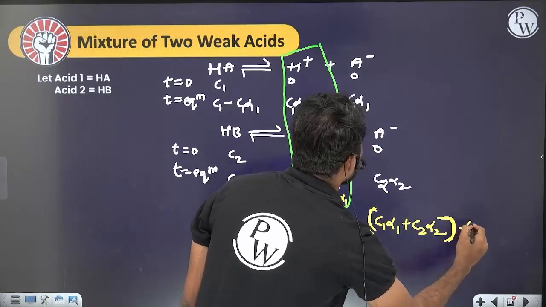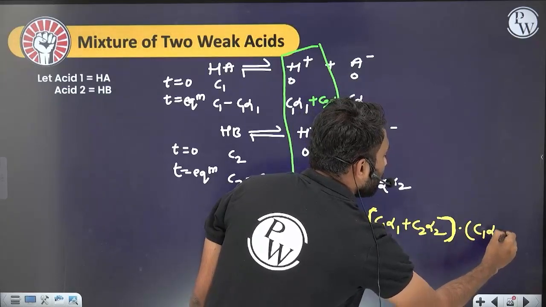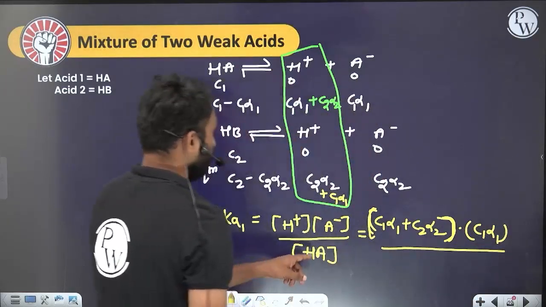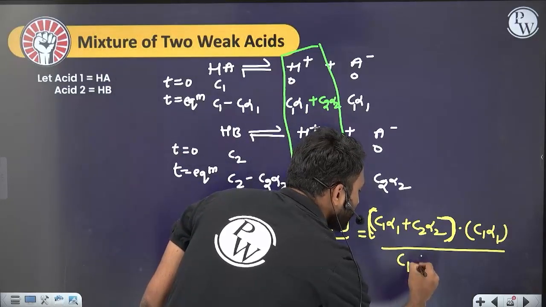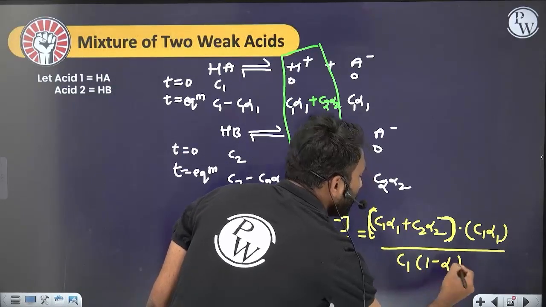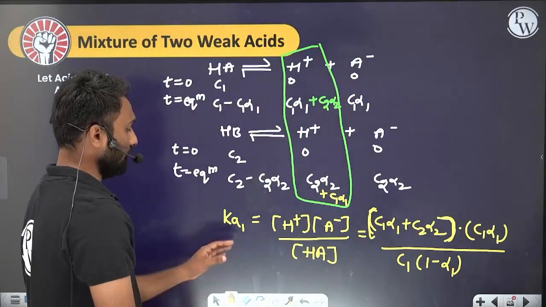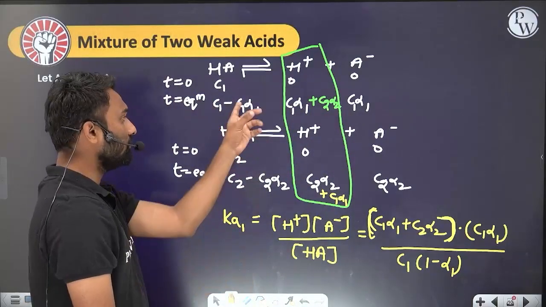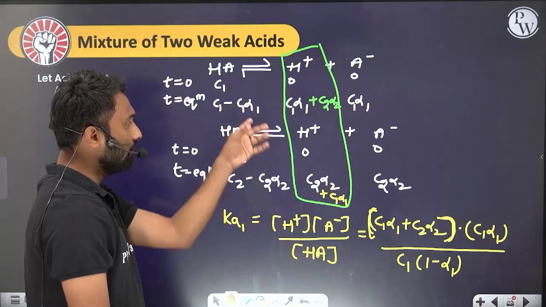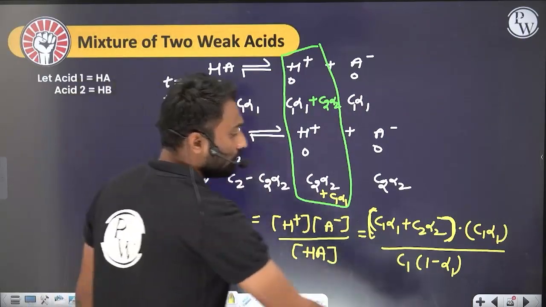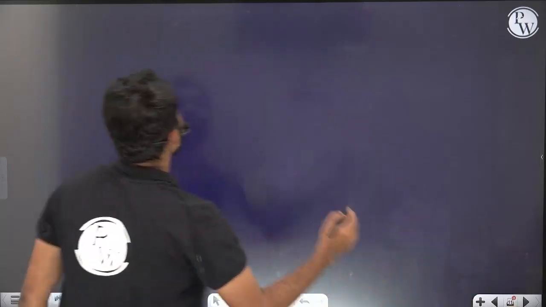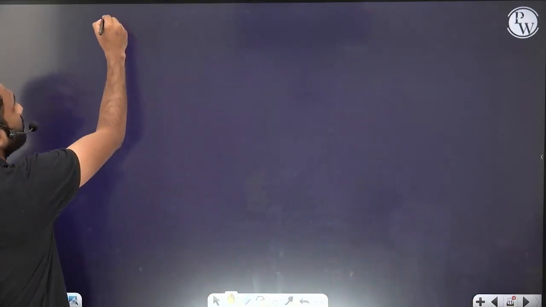C1 alpha 1. Now the HA concentration is C1 (1 minus alpha 1). This is the equilibrium constant for the weak acid. Now, what will the equilibrium constant be for the second acid?